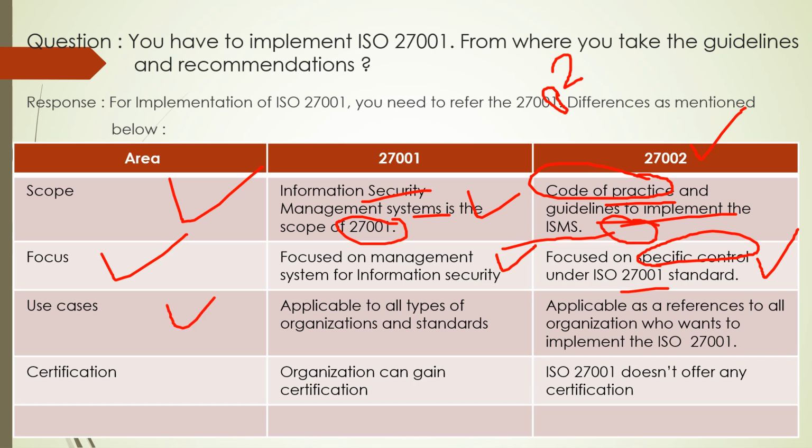The next area is use cases. 27001 is applicable for all types of organizations and standards. And 27002 is applicable as a reference to all organizations who want to implement 27001. Next is the certifications part. Yes, an organization can gain the certification for 27001. And if we talk about 27002, ISO doesn't offer any certifications.